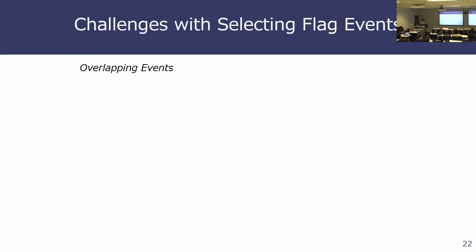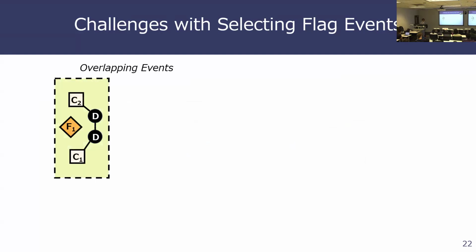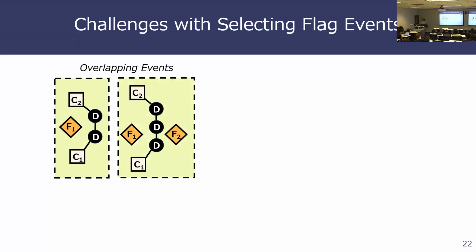But the challenge with selecting flag events is that you can have a lot of overlapping events. Here are two examples. You can have the propagation error I've talked about before. You could have another propagation error, this time with three qubits, where I have two flags flip. And here the overlapping thing is that I have a common check qubit and a common flag qubit. And now it's suddenly a bit more difficult, right?